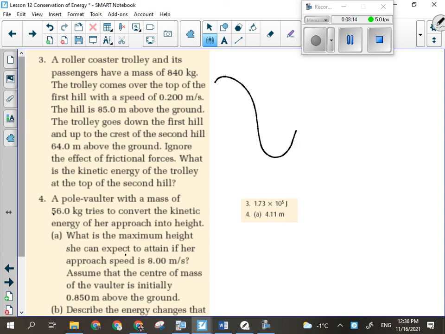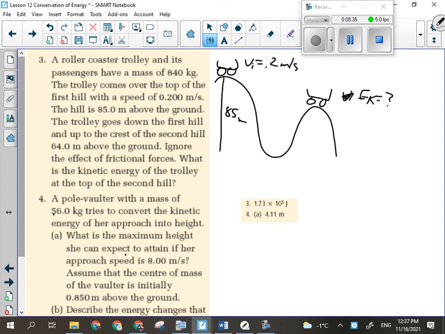Okay, so on this one here, we're looking at this situation. We got the roller coaster at the top of the first hill, or the highest hill, where its initial speed is 0.2 meters per second and its height is 85 meters. And then a little while later, it's over here on top of this hill. We're looking for its kinetic energy. And we know that it's 64 meters above the ground. So what we have is that EI equals EF. That is, the mechanical energy here and the mechanical energy here are the same.